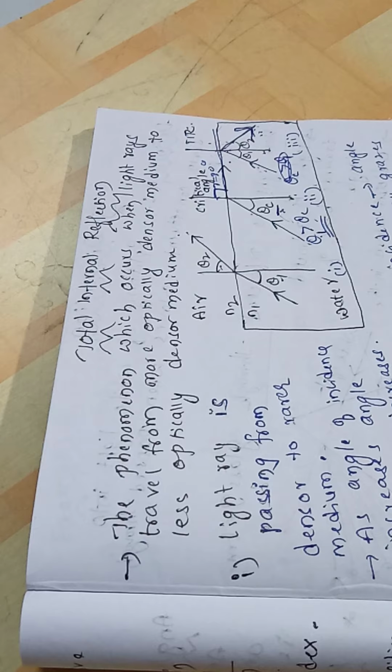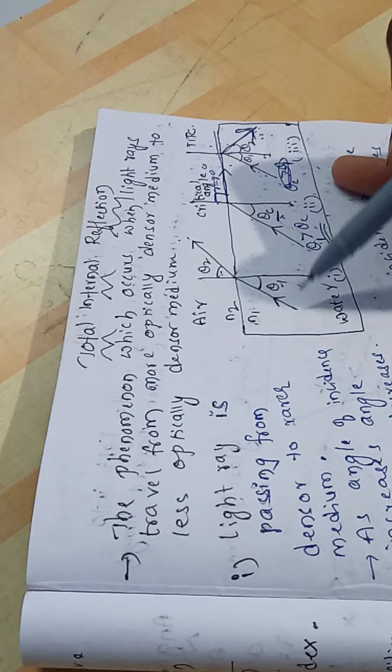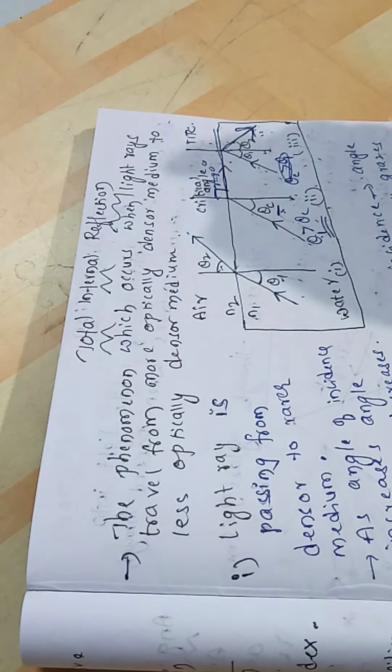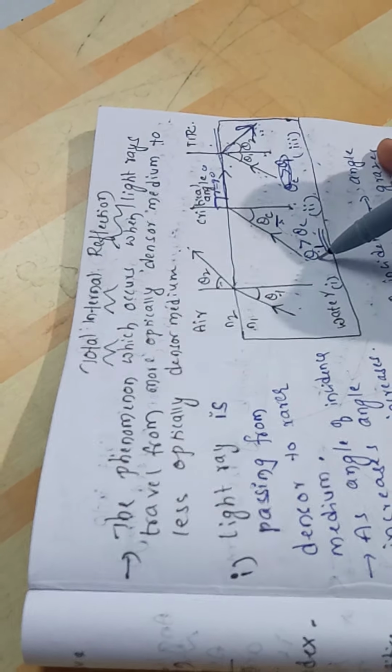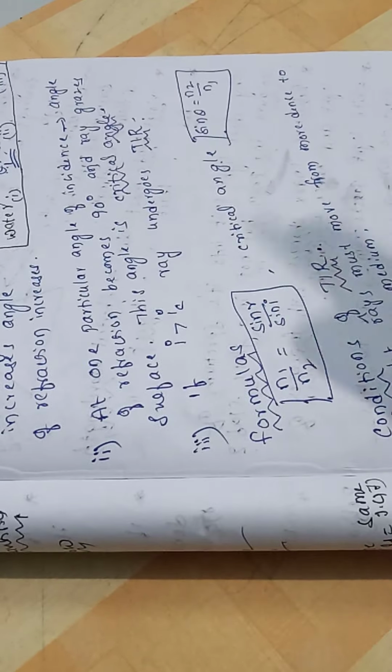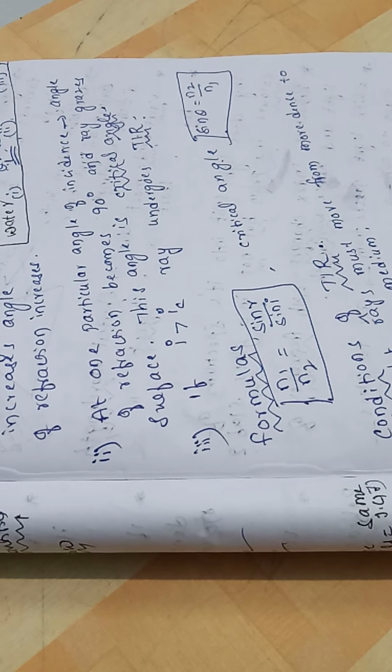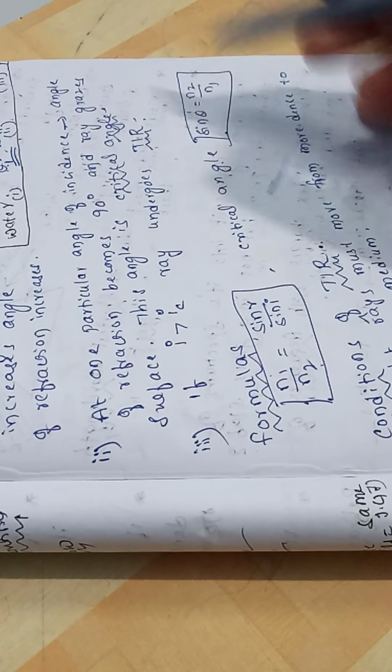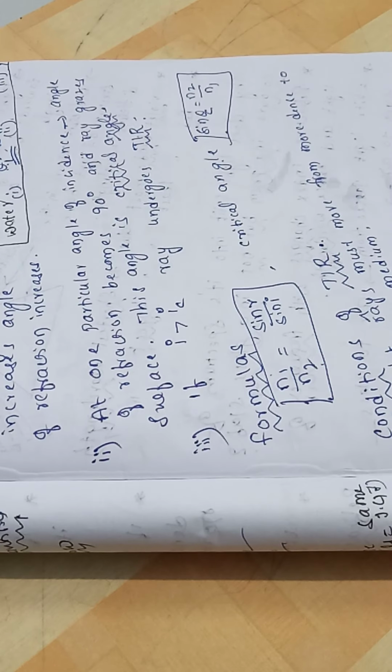So the main conditions for this: one is the light rays must move from denser to the rarer medium, and the second condition is the angle of incidence must be greater than critical angle. That we call total internal reflection. Some formulas: n1 by n2, the refractive indices of both media, equals sin r by sin i, and the critical angle formula is sin theta C equals n2 by n1. And the examples.